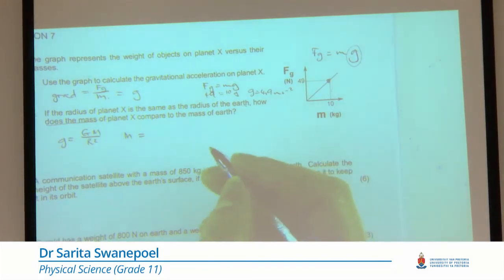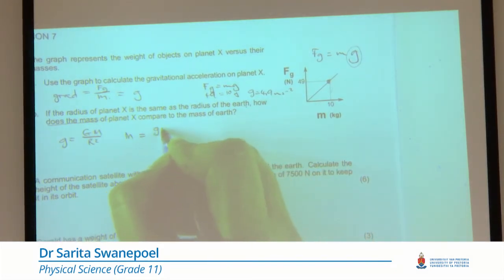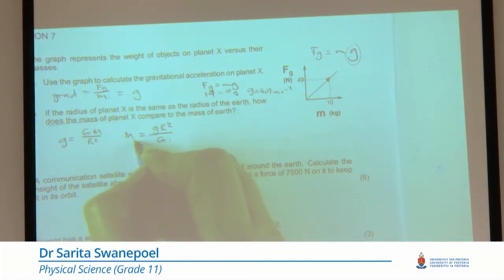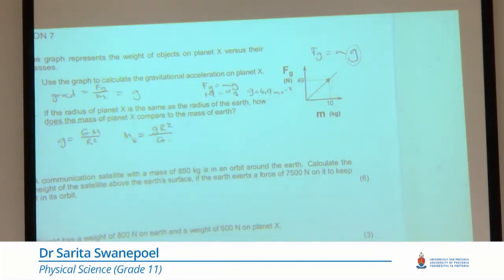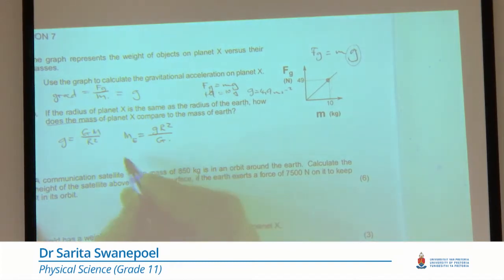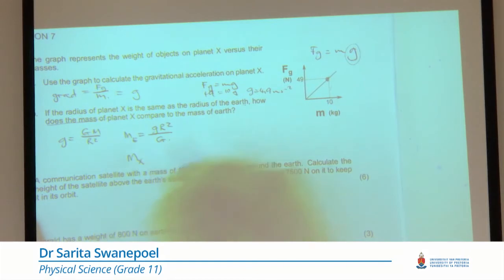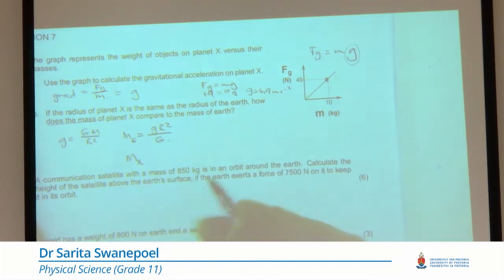Right? Mass should be g times r squared over G. Your math's okay. So this is for the Earth, right? If I wrote it like that for the Earth, and now I want to know how the mass of planet X compares to Earth. So let's say mass X.